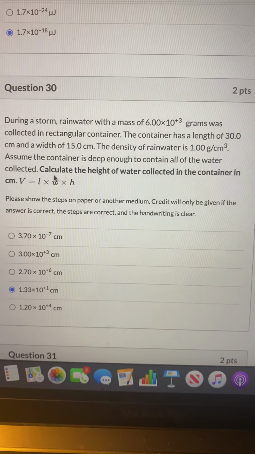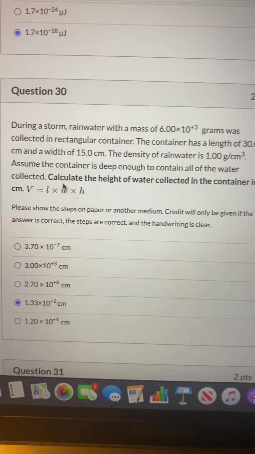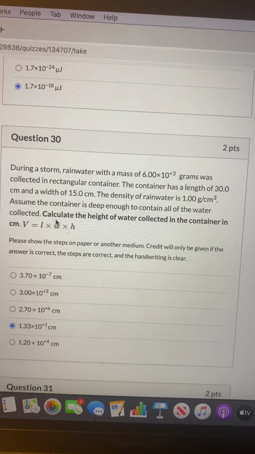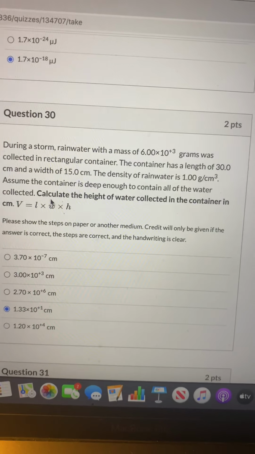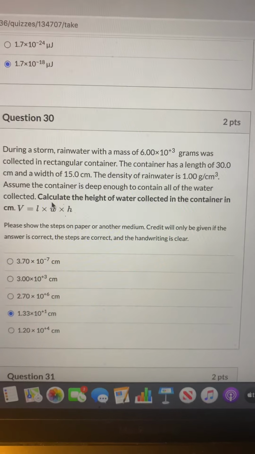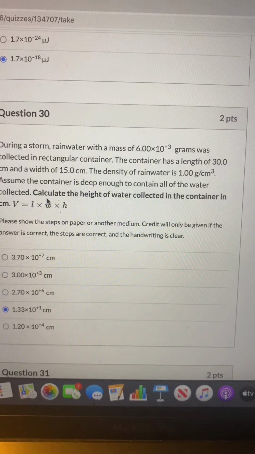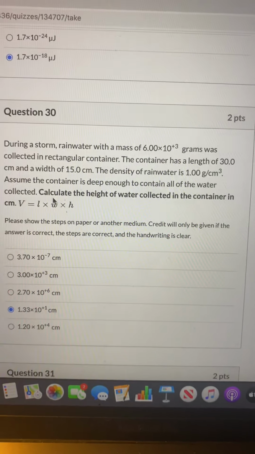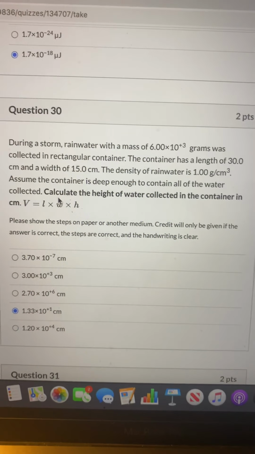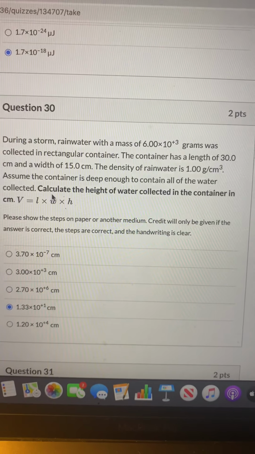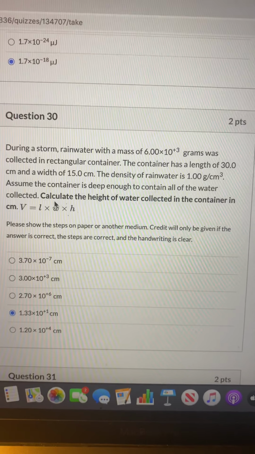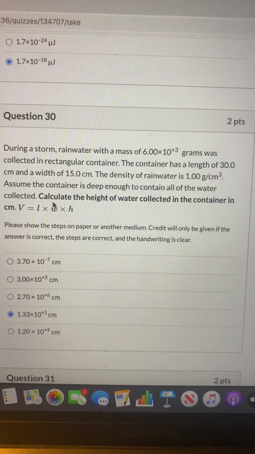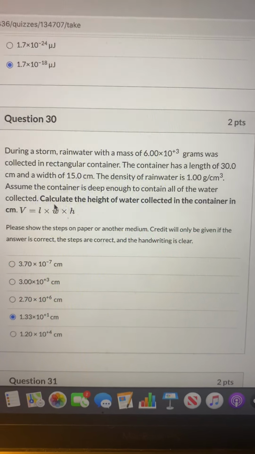During a rainstorm, rainwater with a mass of 6.00 times 10 to the 3 grams was collected in a rectangular container. The container has a length of 30 centimeters and a width of 15.0 centimeters. The density of rainwater is 1.00 grams per centimeters cubed. Assume the container is deep enough to contain all of the water collected. Calculate the height of water collected in the container in centimeters.